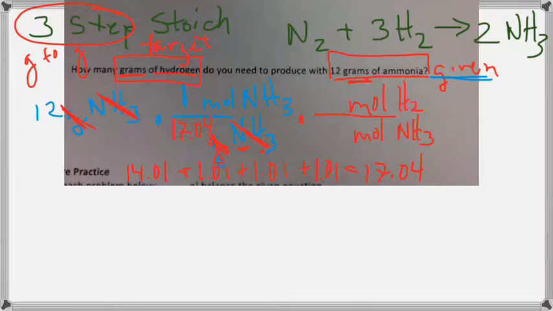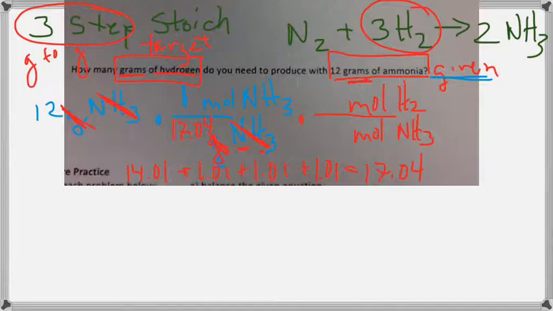So I put my H2 over here. If you're not sure if it's H2 or just H, go back to the original problem. The hydrogen's formula is H2. Okay, so now my second step is ready to go. I have moles of hydrogen over moles of ammonia, but I need some numbers. So where do I find these numbers?